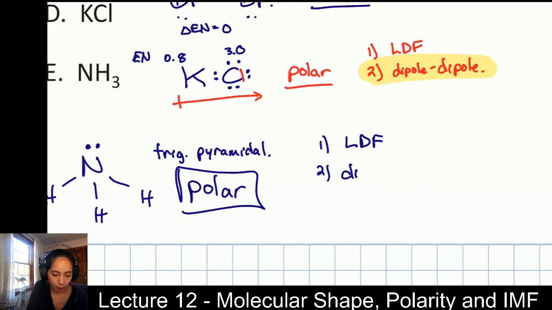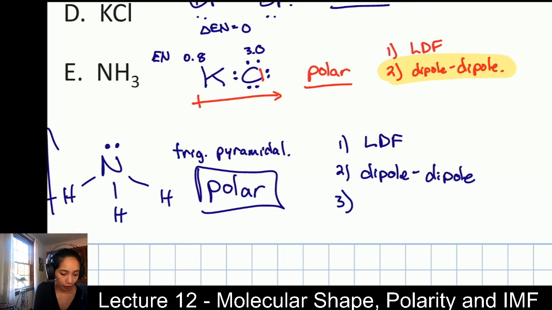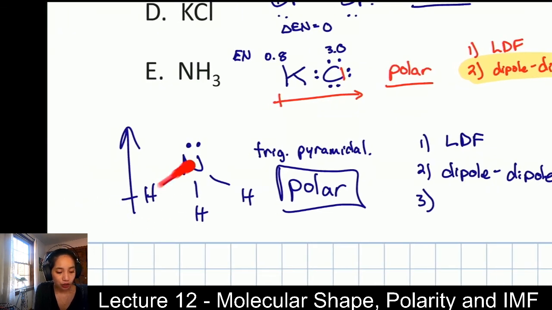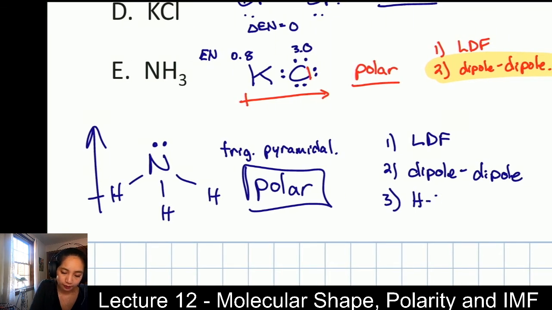It also has dipole-dipole because it's polar. Now the last one, hydrogen bonding. So let's remember the rules for hydrogen bonding. There has to be a hydrogen. There are hydrogens. And look, these hydrogens are connected to an electronegative atom, nitrogen. Nitrogen was one of our examples. And look, there's a lone pair. So ammonia can undergo hydrogen bonding.